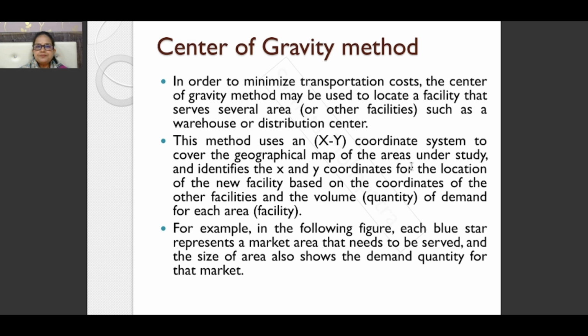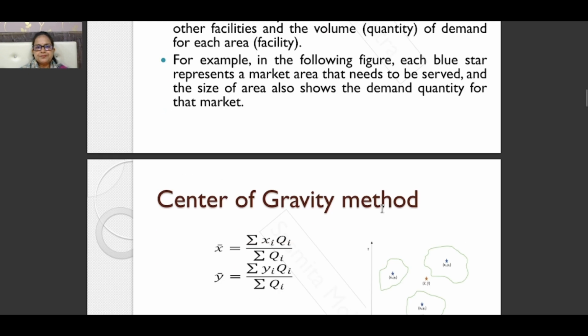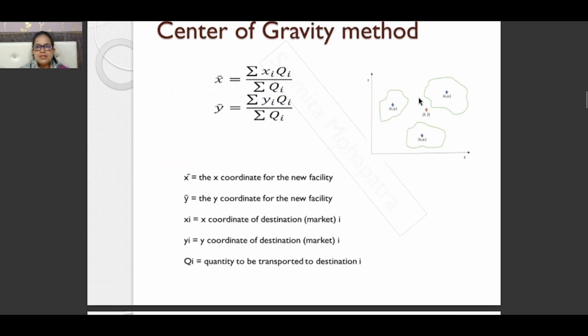And we have to know the volume, how much volume we are going to transport to different markets. So we will take one example, we will try to solve it. Suppose this is one market, this is another market, this is one market. 3 markets are there.